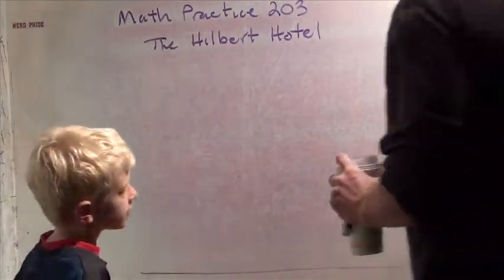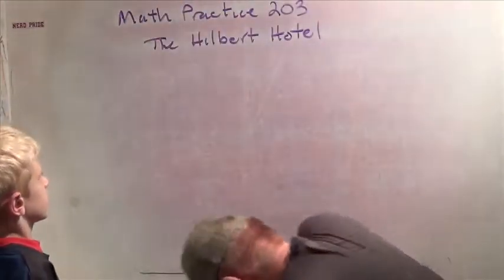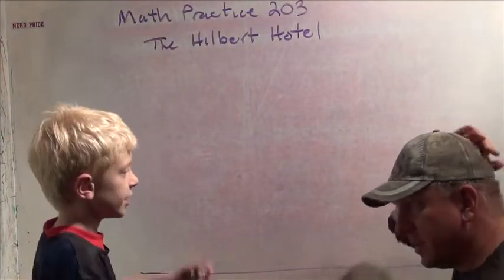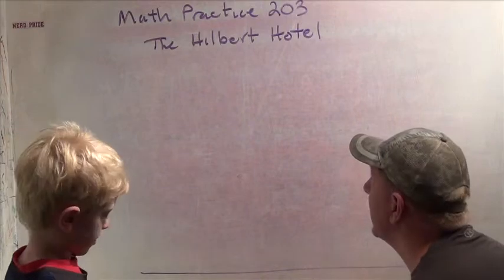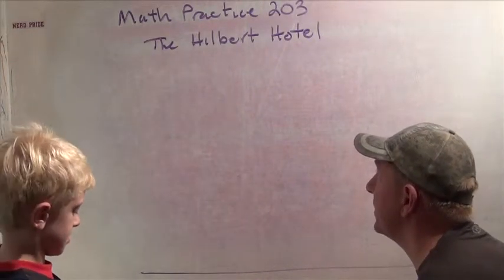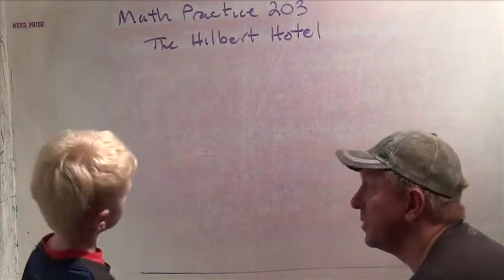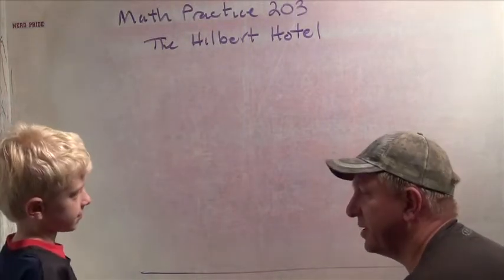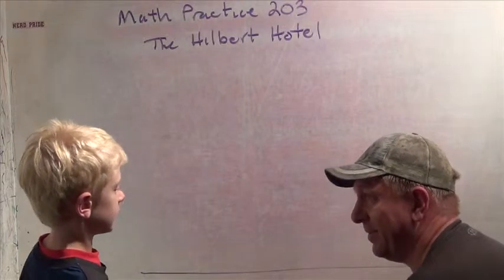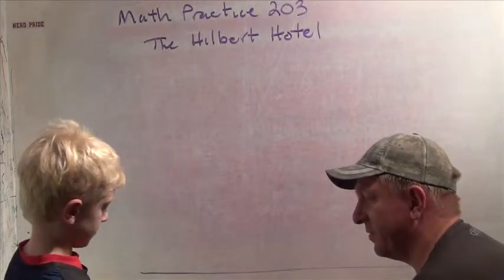Math practice number 203. So this week we're talking about infinity. Yeah, it's the week of infinity. And we're going to have a really fun little talk today about something called the Hilbert Hotel, which is named after the famous mathematician David Hilbert. Okay? Alright, so how many little minifigures do you have?